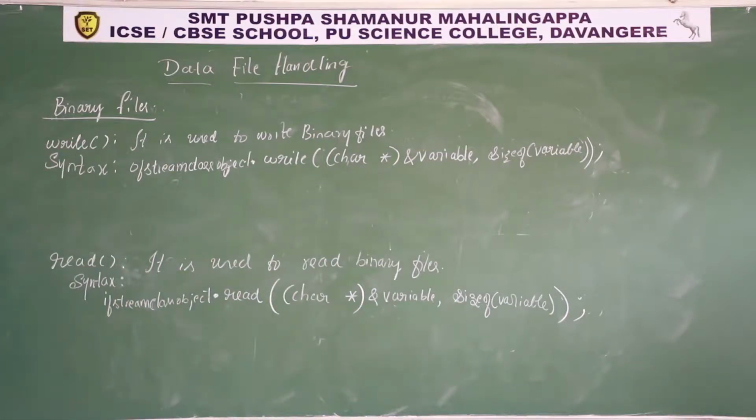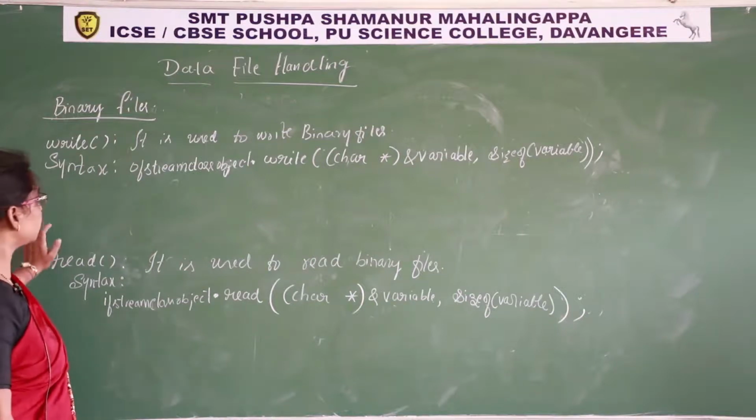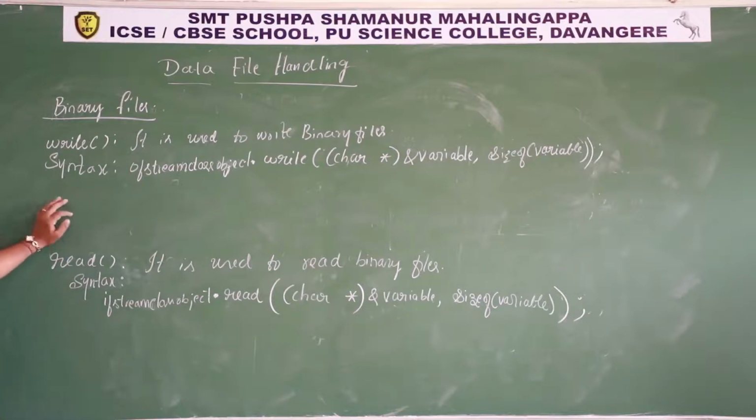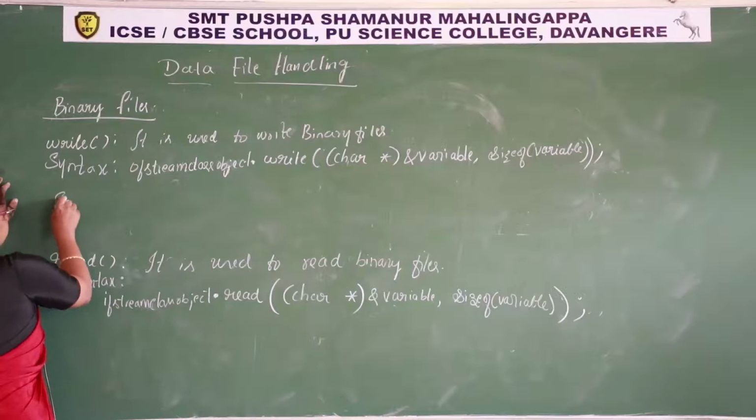You need to remember these two syntaxes. They'll ask what are binary files and how to read and how to write binary files. And with an example, sometimes they'll ask the difference between read and write function. So first you need to write that the read function is used to read binary files and the write function is used to write binary files. Then the read function syntax and write function syntax. And you can give an example like this.